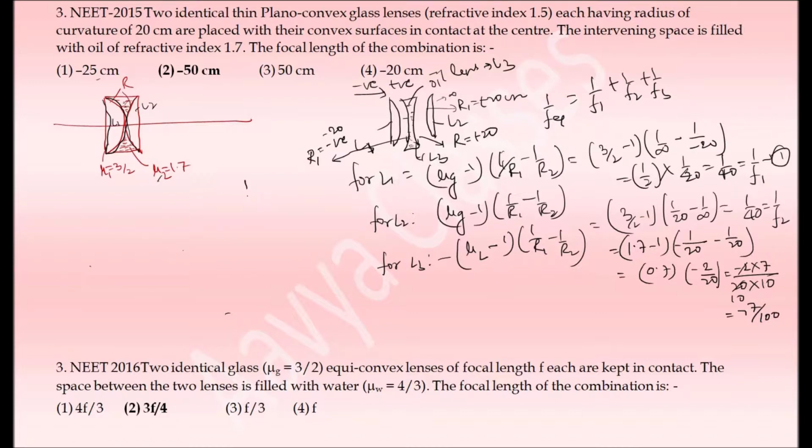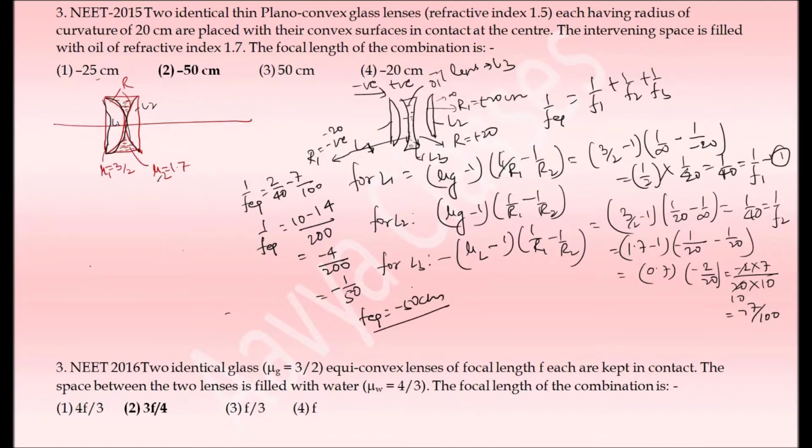So 1 by F equivalent is equal to 1 by F1 plus 1 by F2 plus 1 by F3. 1 by F1 is equal to 1 by 40, 1 by F2 is equal to 1 by 40. So basically it is 2 by 40 minus 7 by 100. So 1 by F equivalent is equal to (10 minus 14) divided by 200, it is minus 4 by 200, and it is equal to minus 1 by 50. So the equivalent focal length is equal to minus 50 centimeter. The negative sign signifies that it's a diverging lens.